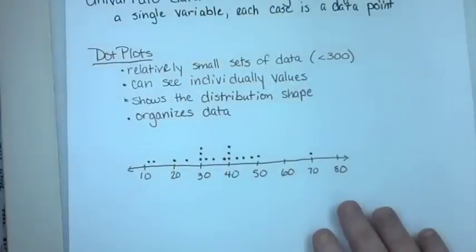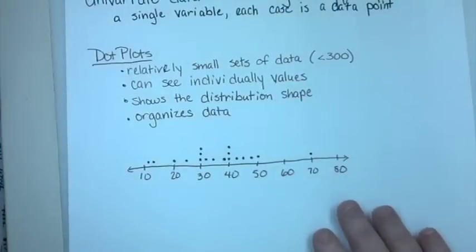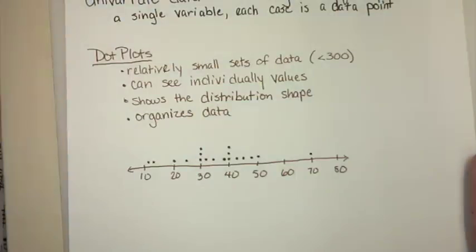Okay. So, first thing that we have already been using is a dot plot. And dot plots are good for relatively small sets of data. Like, I wouldn't want to put more than 300 or so on a single dot plot. They're also good because you can usually see the individual values. It shows the distribution shape, and it organizes data. And we've used these before. We know what they look like.